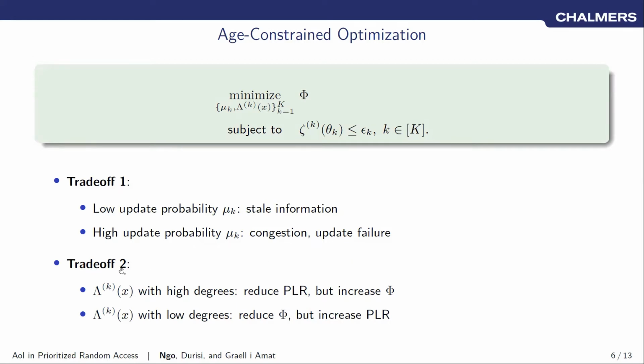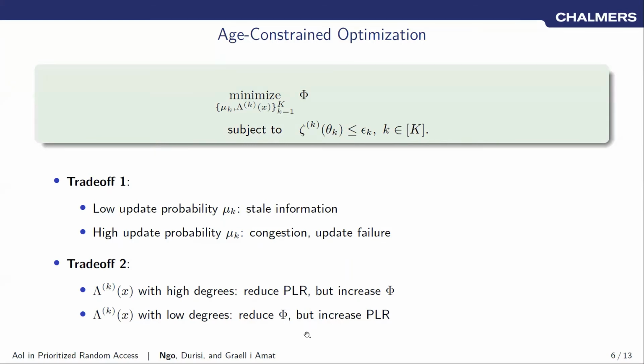The second trade-off is about the choice of the degree distributions. If we choose a degree distribution with high degrees, then we can reduce the packet loss rate, but we increase the number of packets transmitted. On the other hand, if we choose a distribution with low degrees, then we reduce the number of transmitted packets, but we increase the packet loss rate.